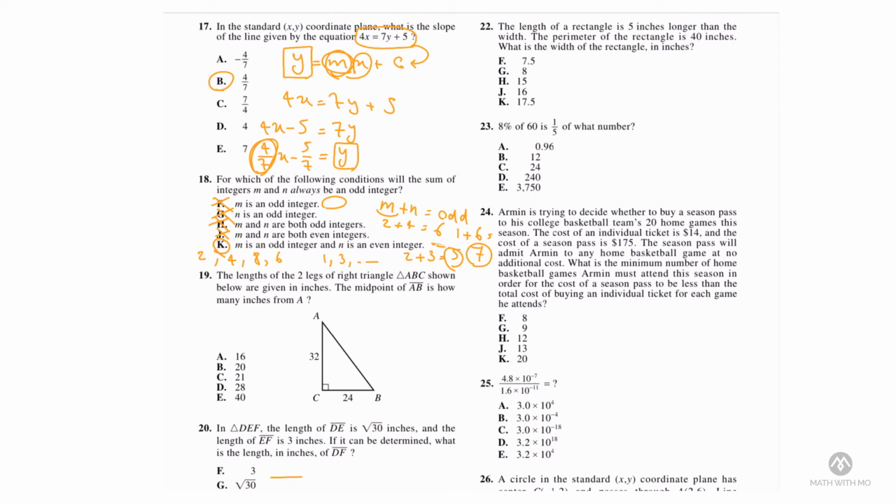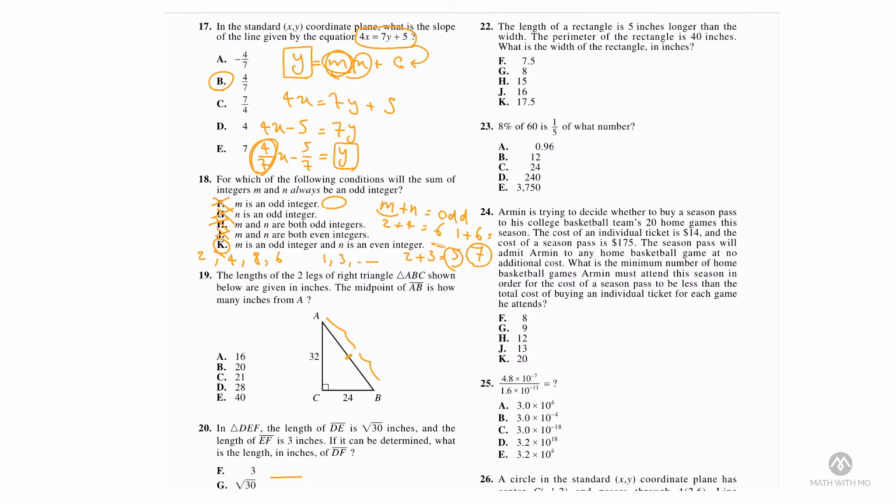The lengths of the two legs of the right triangle ABC shown below are given in inches. The midpoint of AB is how many inches from A? So the midpoint of AB, how many inches from A? It means find AB divided by 2, right? It's the same thing because it's a midpoint. Both sides are the same, so you can just divide it.